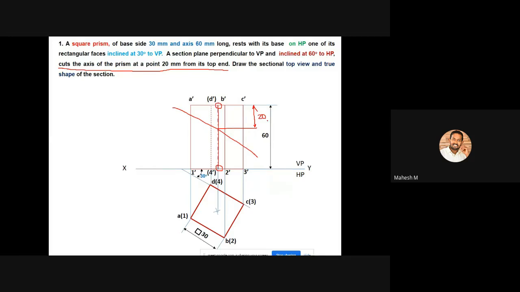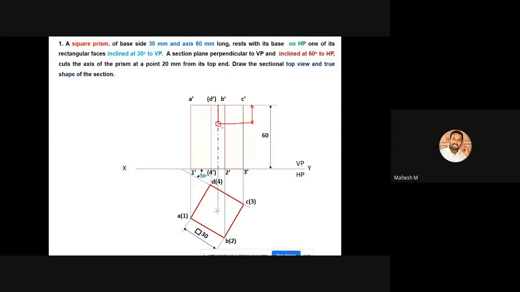So initially you have to create the point from the top end. Please mark 20 mm from the top end, like this. So this is our 20 mm distance from the top point. So please highlight this point. That means, just create one point.